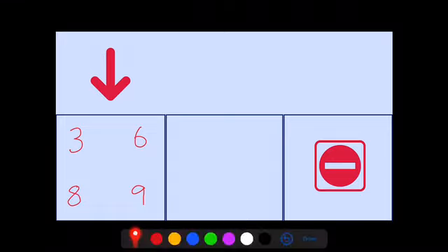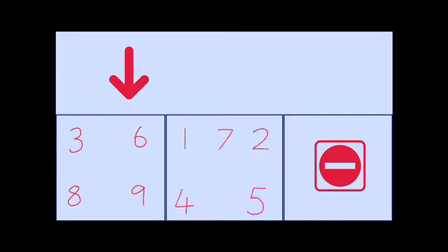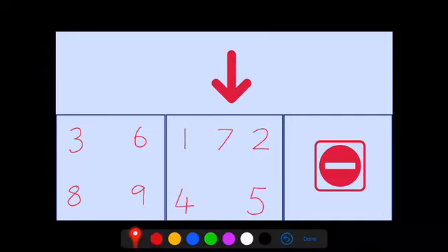Okay, let's have a look at your numbers. Did you have 3, 6, 8, and 9 because you heard O right at the beginning of the words? And did you have 1, 7, 2, 4, and 5 because you heard O somewhere in the middle of the word?